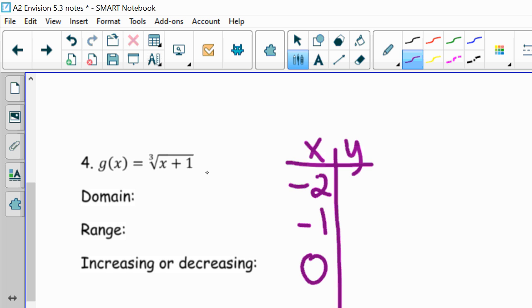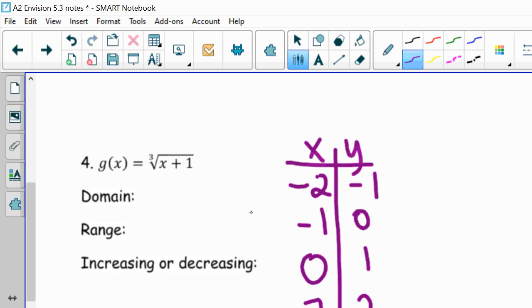I could keep going, right? My next perfect cube I know is 8, so what do I have to add to 1 to get 8? 7. So you get the picture of what we're doing. So now plug these in. Negative 2 plus 1 is negative 1. The cube root of negative 1 is negative 1. Negative 1 plus 1 is 0. The cube root of 0 is 0. 0 plus 1 is 1. Cube root of 1 is 1. 7 plus 1 is 8. Cube root of 8, 2.